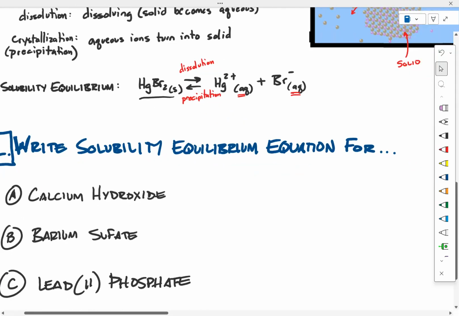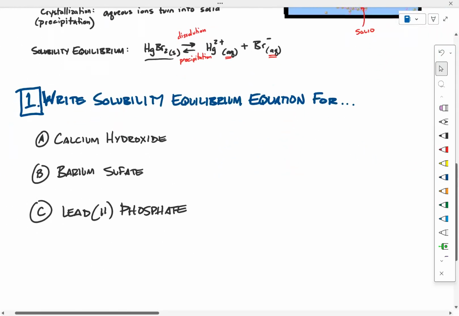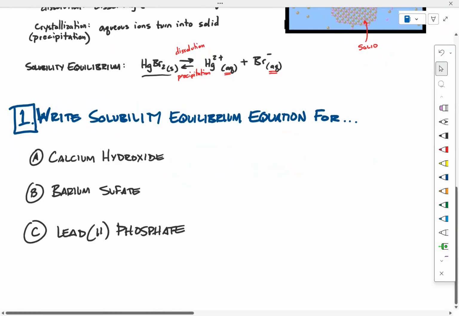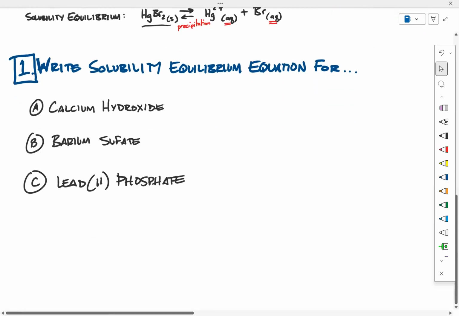Right. In order to describe this, we're going to need some numbers, but let's start with writing out these equations. I want to review with you how to write a solubility equilibrium equation, and then we'll look at an expression that we can plug numbers into for the next part. So how do we write a solubility equilibrium equation?